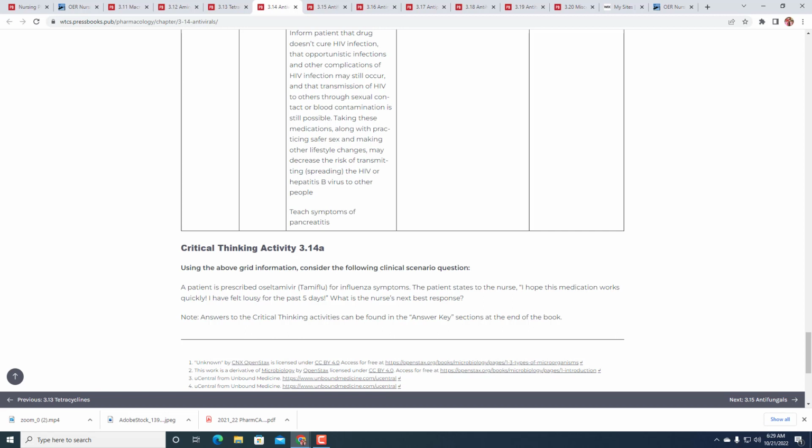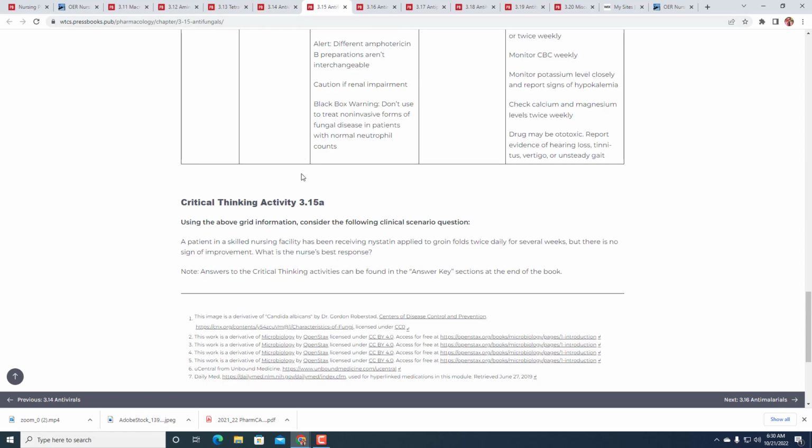So now it's really going to be letting the prescriber know the patient has had this for 5 days. Don't really think that it's going to be effective. What's our next best step? Okay. All right. Let's go to 3.15, antifungals.